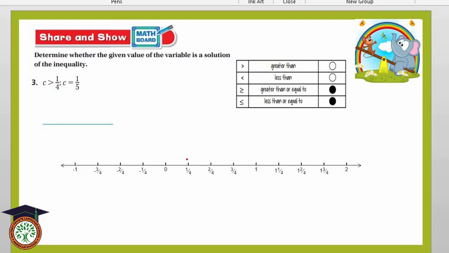I'm going again to put a circle around 1 over 4. Is it an open or closed circle? It's an open one because I don't have or equal to. See? It's greater than, but I don't have the sign equal to, so it's an open circle. This is the first step. The second step, I'm going to shade a part of my number line. Which part? Says greater than. So I'm going to shade from this circle to the right. Okay?